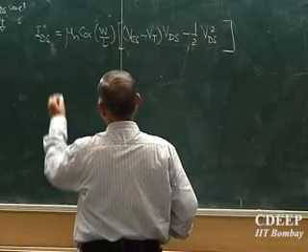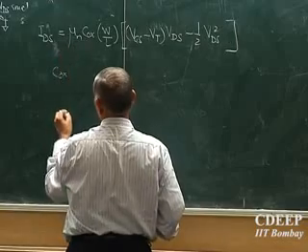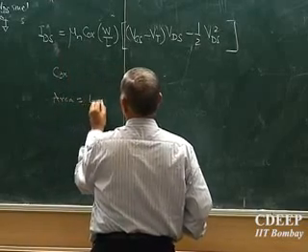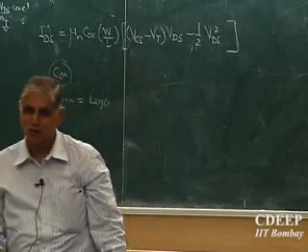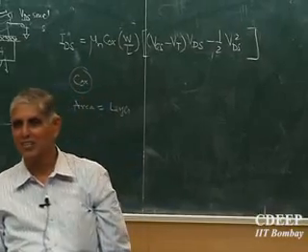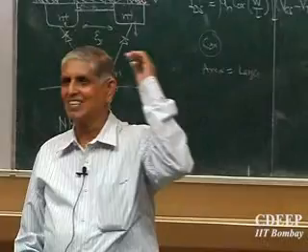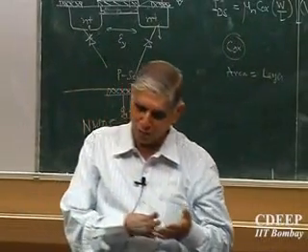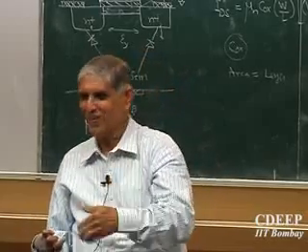Area will be larger, and also Cox, which was per unit area, so the capacitance is also larger. So what is the advantage? Do you get an advantage? If the capacitor is larger, it charges slowly. So the speed is affected. One way you are pushing the current, but your speed is going down.